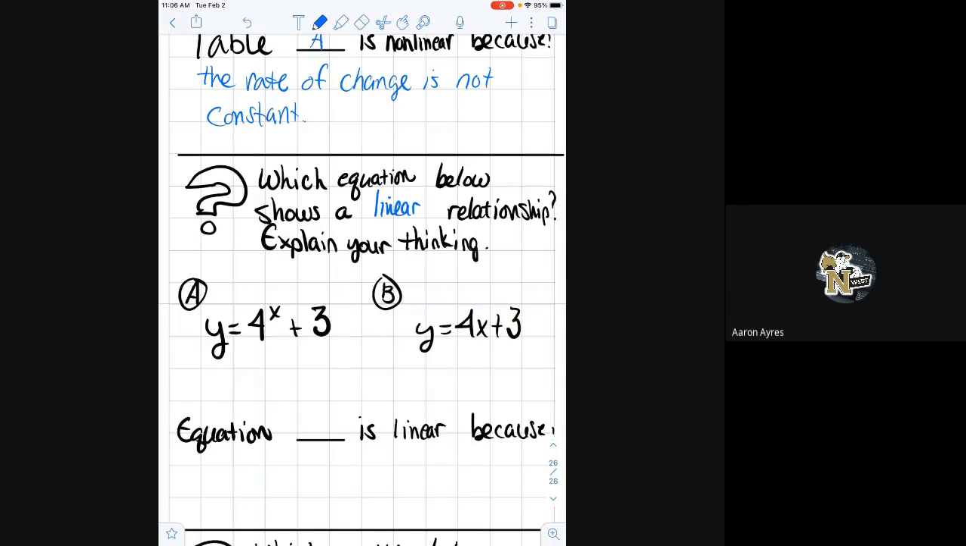Okay. How's it going, guys? No, it's 4 to the x power plus 3.